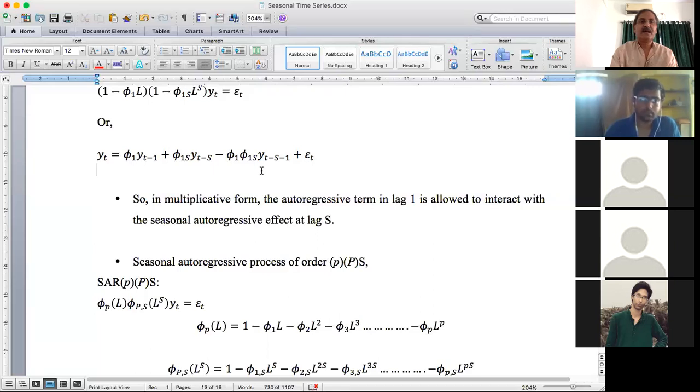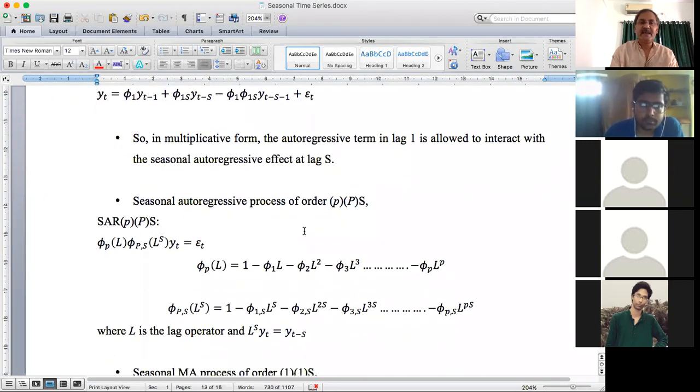Okay, so we are considering lag 1. So non-seasonal component and seasonal component, this is the interactive part. So we have better explanation, better interpretation if we express the autoregressive process in multiplicative form.